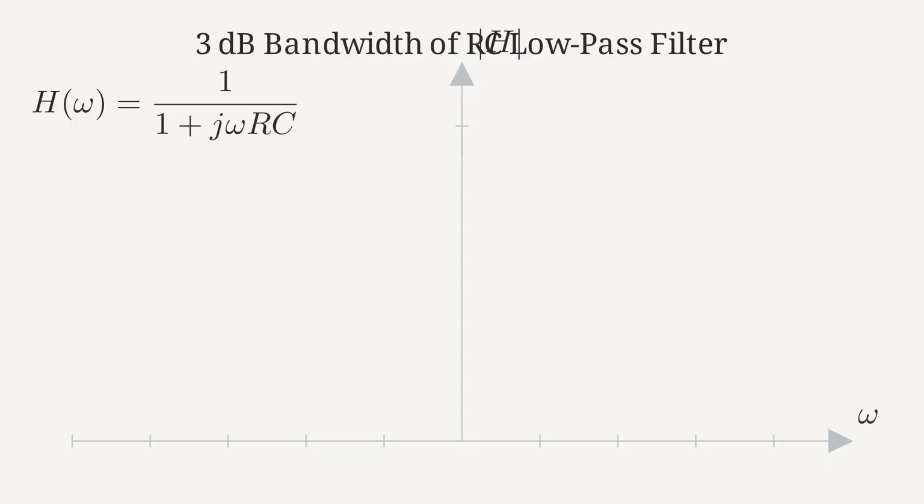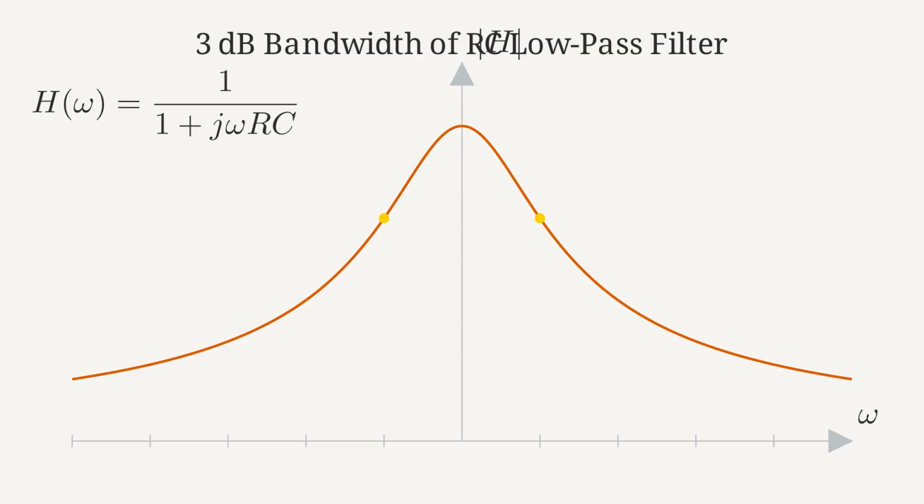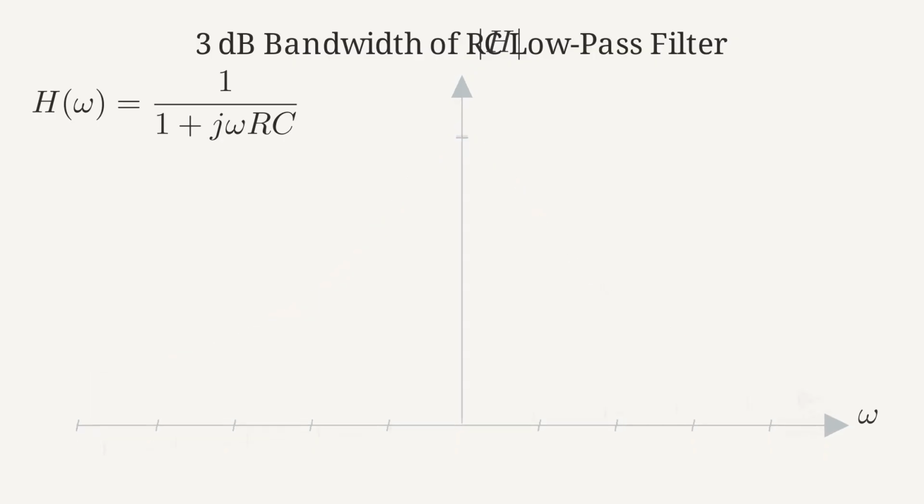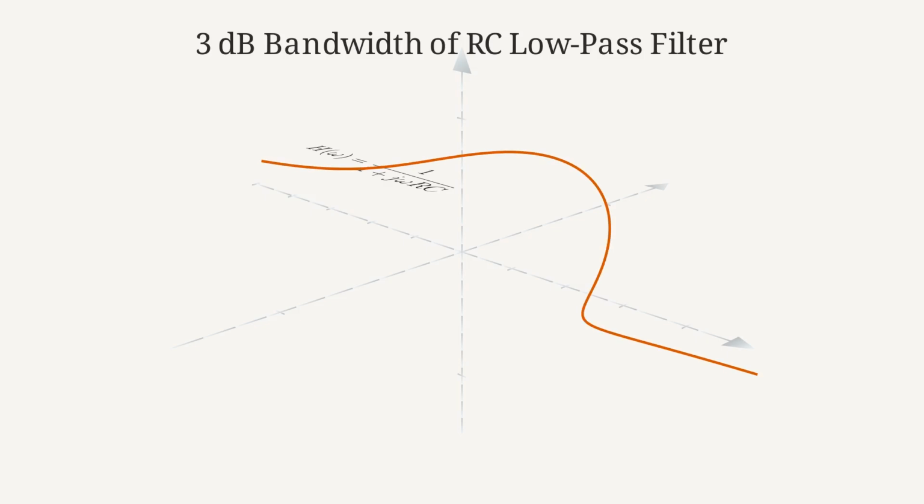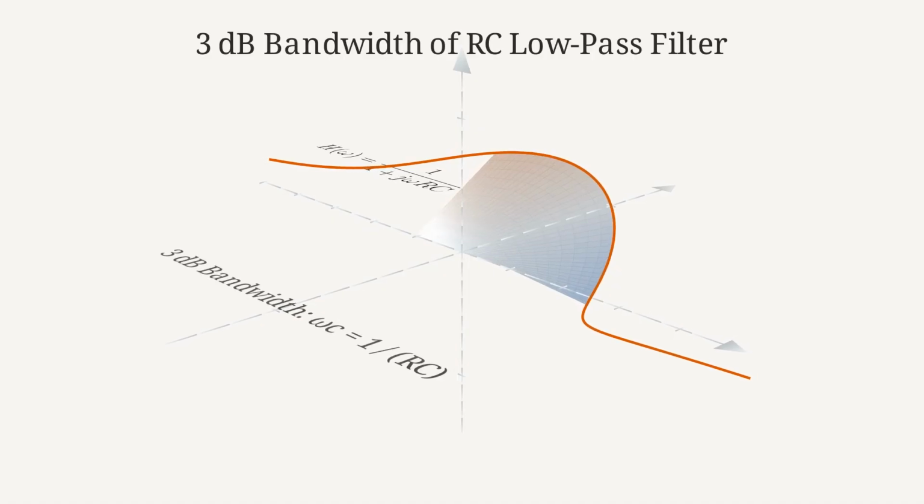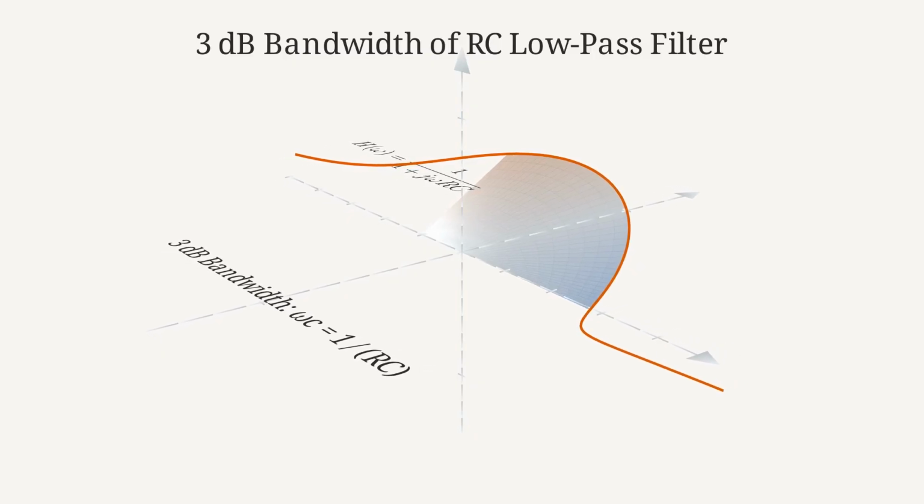We visualize the magnitude response and identify the cutoff frequency. We now represent the full complex frequency response in 3 dimensions. The 3 dB bandwidth is equal to 1 over RC.